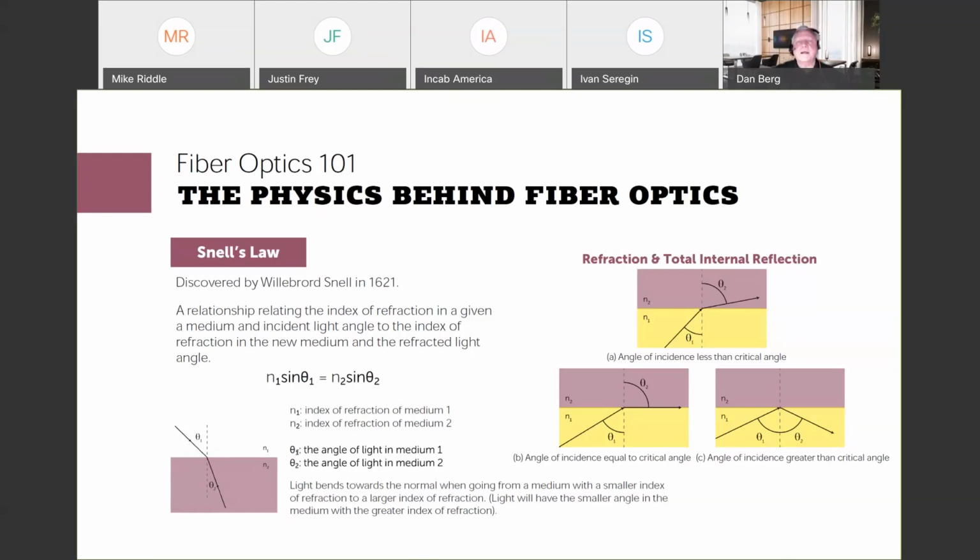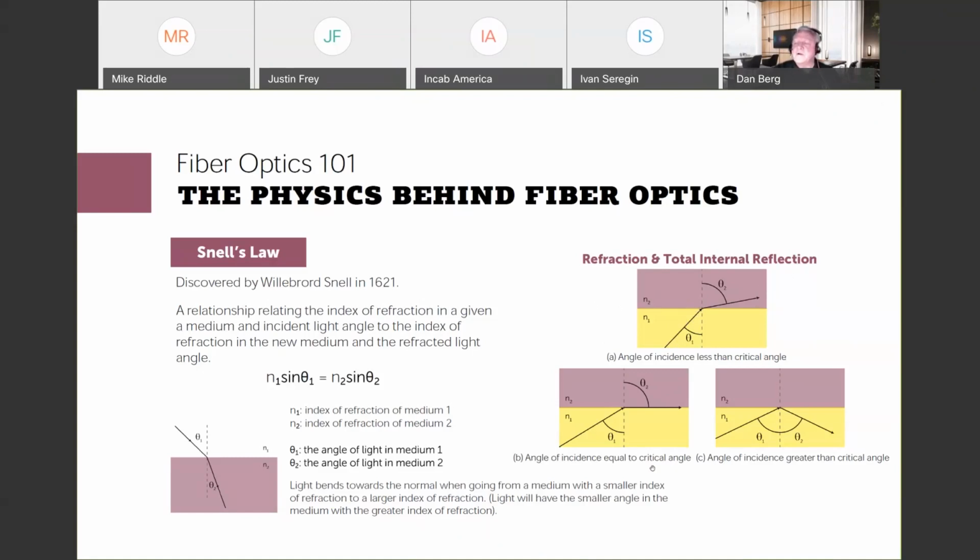In the other slide, I think it's easier to show, the first illustration shows that the angle of incidence, which is here, is less than the critical angle. Okay, the critical angle is going to be over in here somewhere. What we're seeing here is that when the angle of incidence is less than the critical angle, it's going to refract into the cladding and be lost. Okay, that's a source of attenuation.